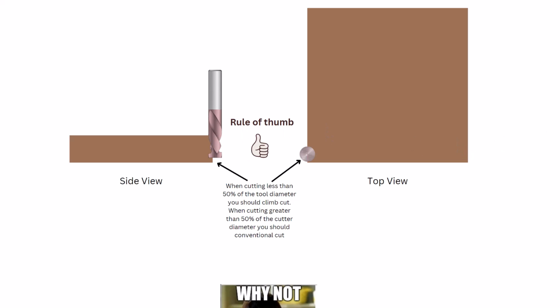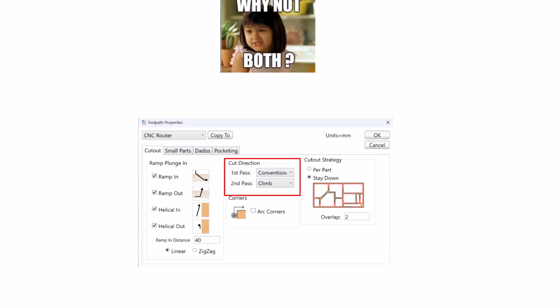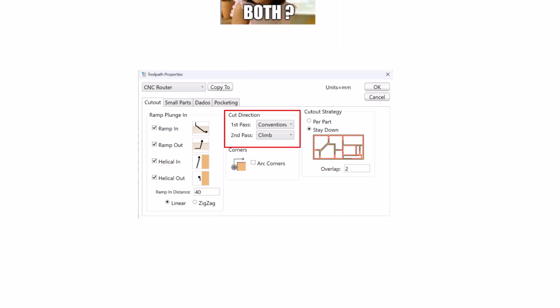So all of that leads me to say, which is better? Well, my outcome is why not both? Hence the new option in Mosaic version 13 to be able to set your cut direction to the way you please. And my suggestion would be to conventional cut the first pass and climb cut the second pass.